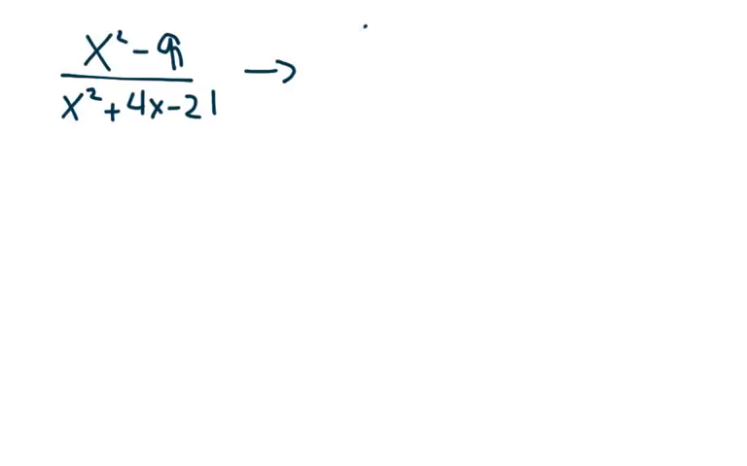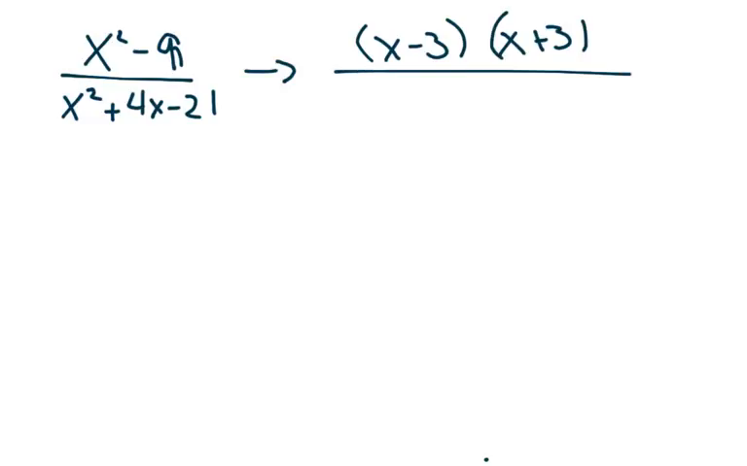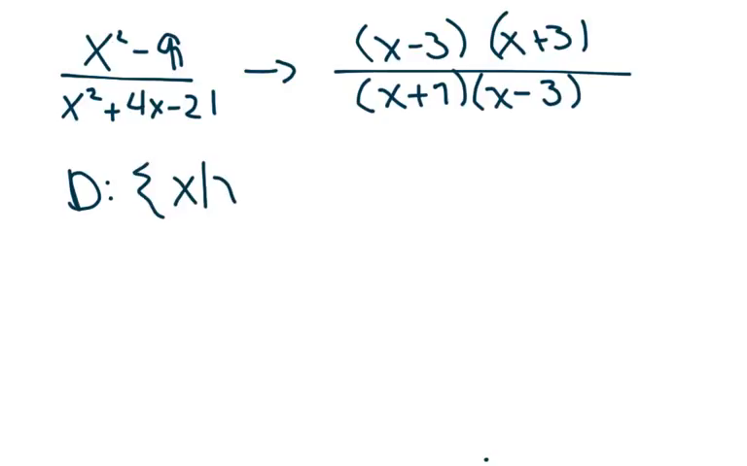Now when you factor this, you're going to get x minus 3 times x plus 3, over x plus 7 times x minus 3. Now for the domain, we know it's all real numbers, but x cannot be 3 and x cannot be negative 7.